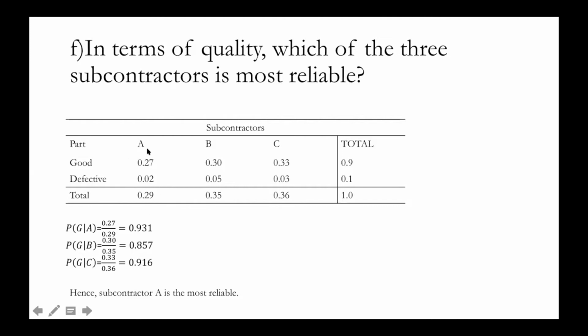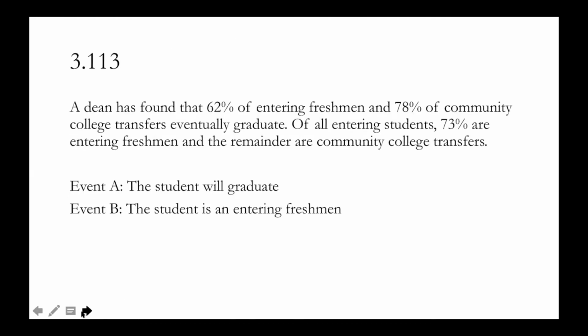So here, for instance, you take the probability that it's good and it's from subcontractor A, divided by the probability that it's from subcontractor A. And you see that the probability that the product is good given a specific subcontractor is highest for subcontractor A. So therefore you can answer that subcontractor A is the most reliable, since the probability that the product will be good is highest if you buy it from subcontractor A. You're free to ask any questions if you have any.